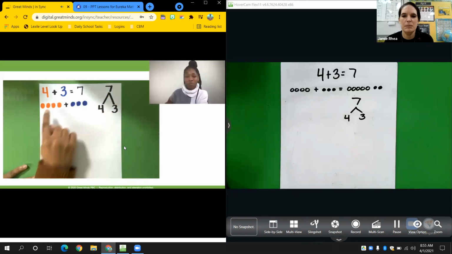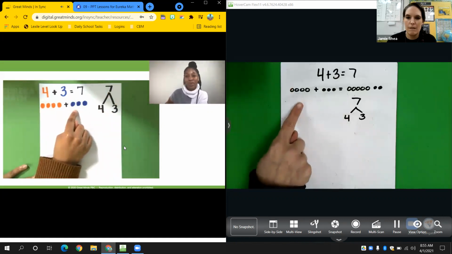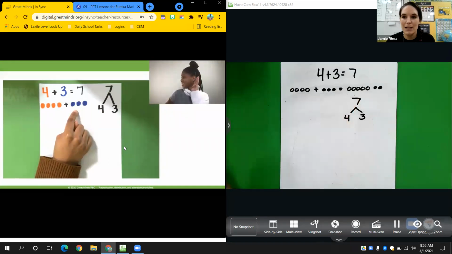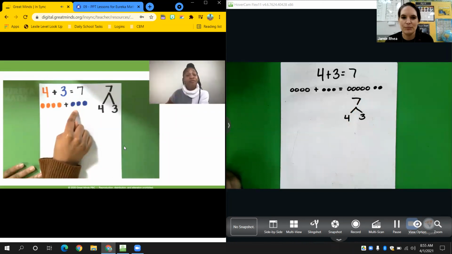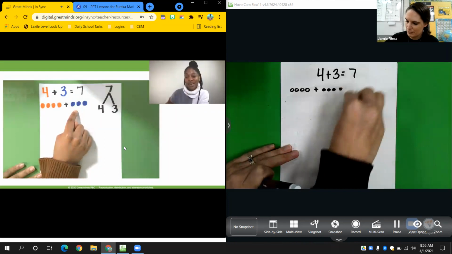Mathematicians, let's pretend these circles stand for bananas. What would a number sentence be using bananas as the unit? The number sentence would be 4 bananas plus 3 bananas equals 7 bananas. Great work, mathematicians. Let's keep learning.